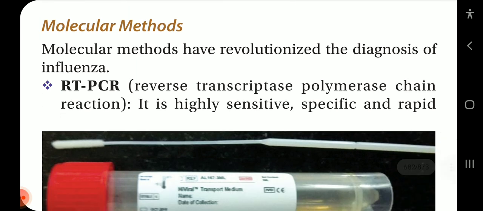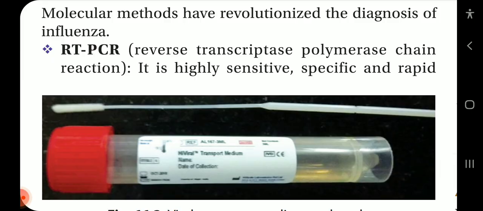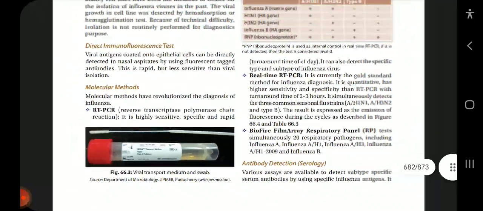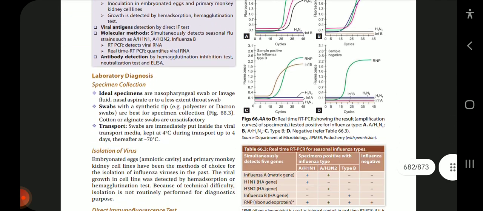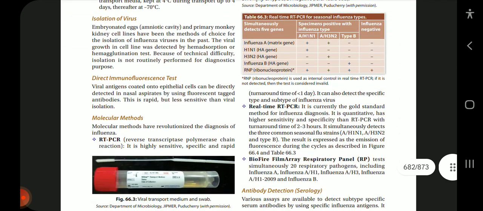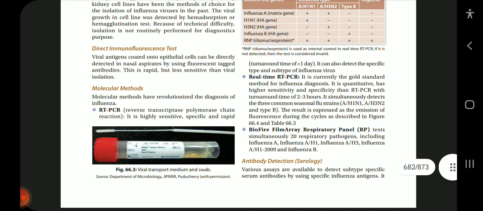Molecular methods. Molecular methods have revolutionized the diagnosis of influenza. RT-PCR, reverse transcriptase polymerase chain reaction. It is highly sensitive, specific, and rapid, with a turnaround time of less than a day. It can also detect the specific type and subtype of influenza virus.